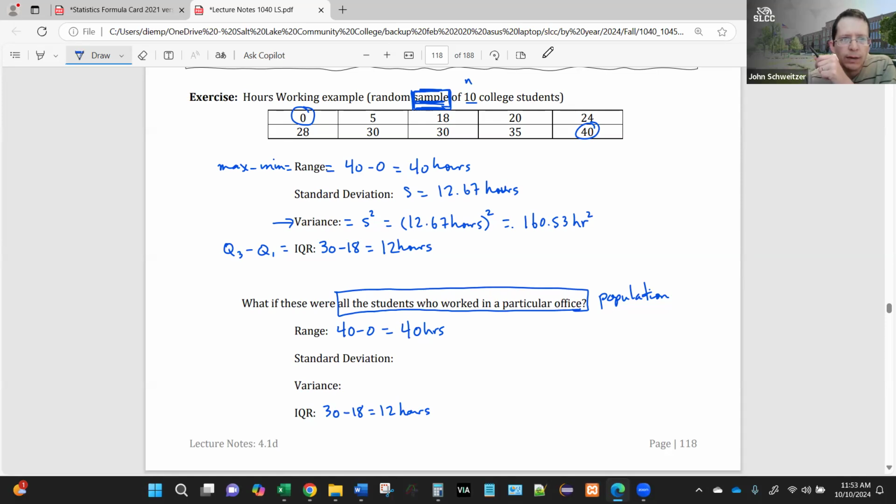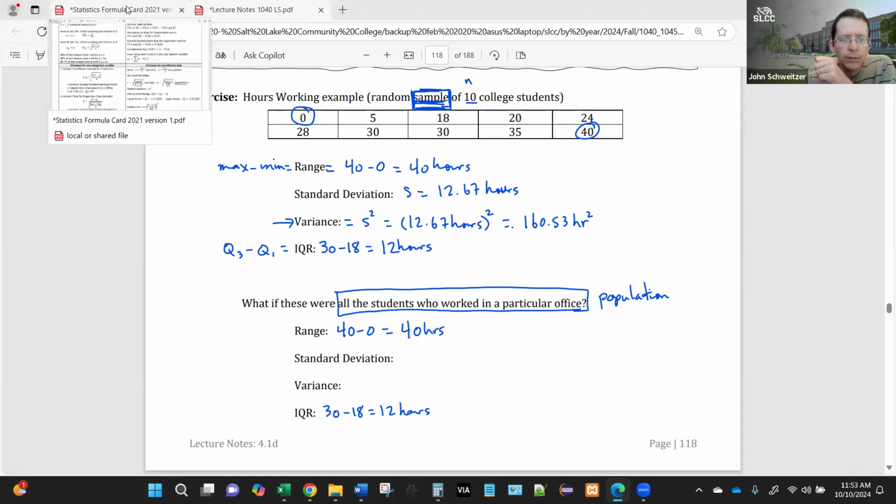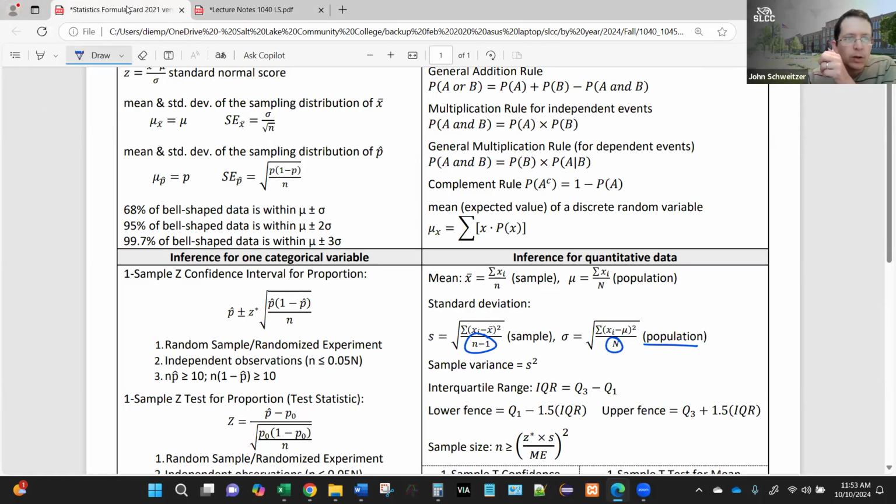And this is why you have to be aware of what you're working with. Are you working with a population or a sample? You'll see this over and over in the homework. You'll go to calculate standard deviation, you get into GeoGebra, you get the number, and then it marks it wrong. It's because you've chosen the wrong standard deviation.